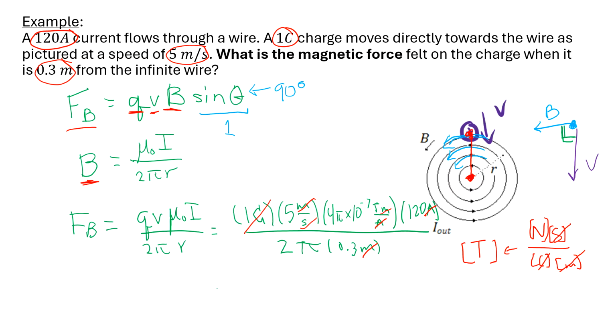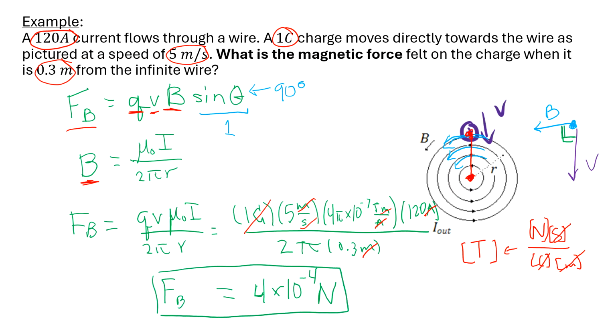And so at the end, if you plug this into a calculator, it looks like 4 times 10 to the minus 4, or 400 micronewtons, is the magnitude of the force. Doesn't seem like much, but for a small particle, it may be a lot, which isn't surprising considering that this is a huge 120 amp current, and also 1 coulomb is actually a massive amount of charge as well. So a small particle would feel quite a large acceleration due to this force.